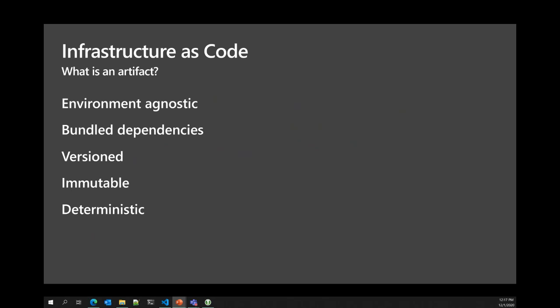And then the most significant digit, or the leftmost digit, represents a major change or a breaking change to the interface. Like when I release a new major version, anybody who's dependent upon my code is going to have to make changes to support that version.